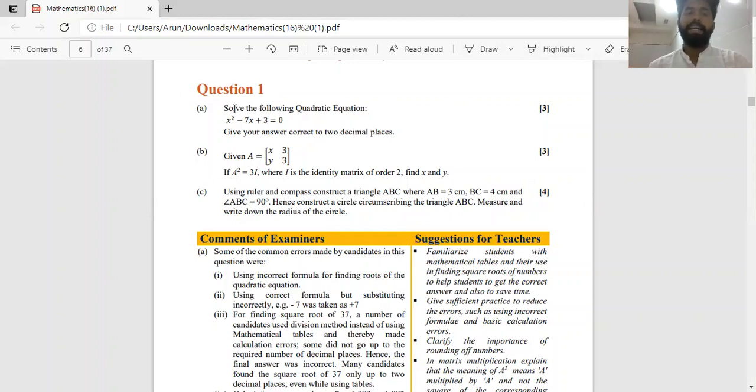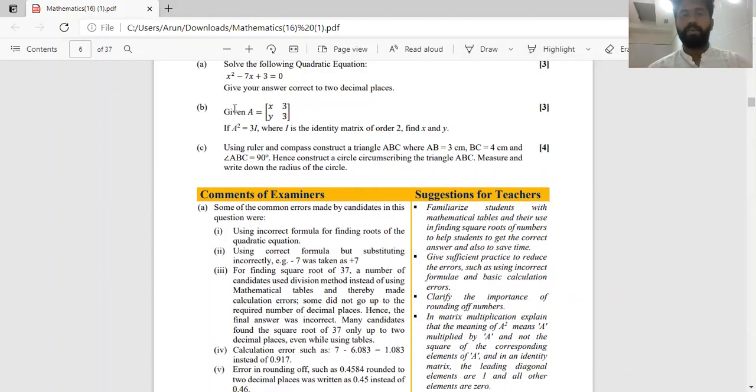Question 1A. It is a question of quadratic equation. You have to solve this equation x square minus 7x plus 3 is equal to 0. You have to give the answer correct to two decimal places. Now we know that this obviously has to be solved using the formula method. In that, one of the most common errors that students made was they used an incorrect formula for finding the roots of the quadratic equation.